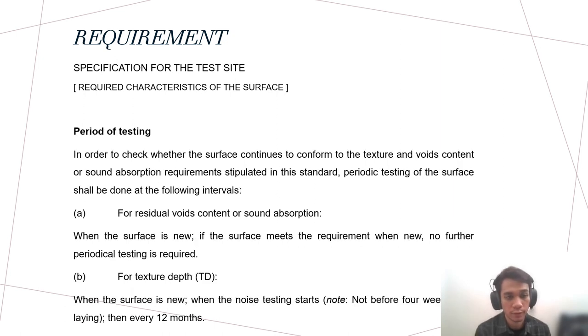The period of testing. In order to check whether the surface continues to conform to the texture and void content or sound absorption requirements stipulated in the standard, periodic testing of the surface shall be done at the following intervals. A. For residual void content or sound absorption, when the surface is new. If the surface meets the requirement when new, no further periodic testing is required. B. For texture depth, TD, when the surface is new, when the noise testing starts, not before 4 weeks after laying, then every 12 months.